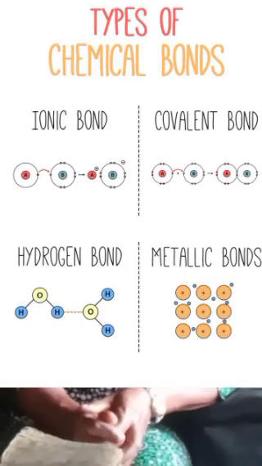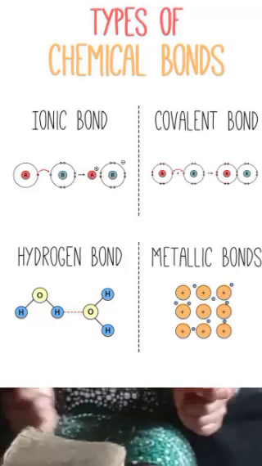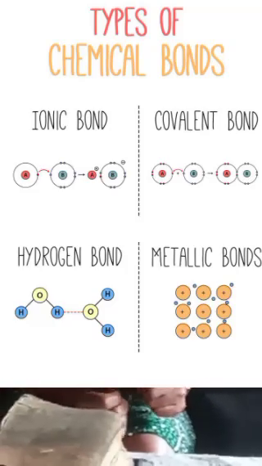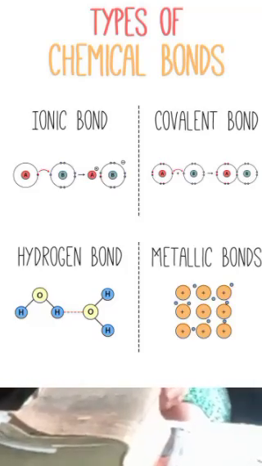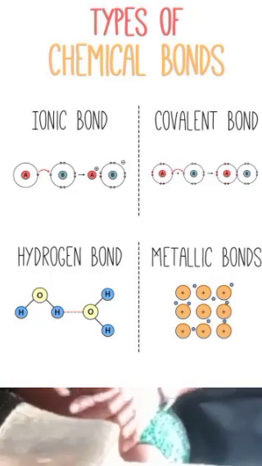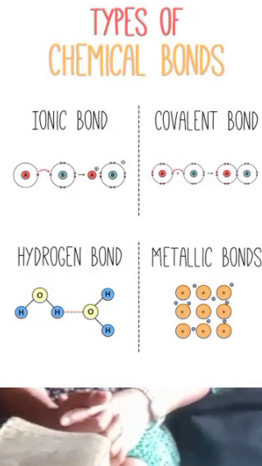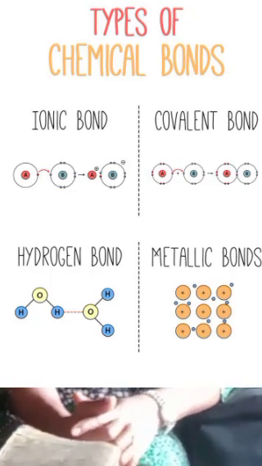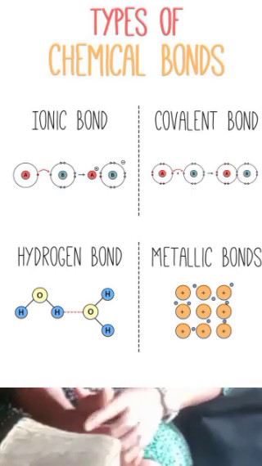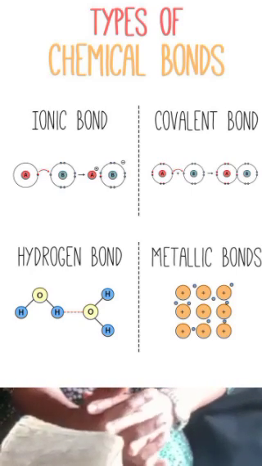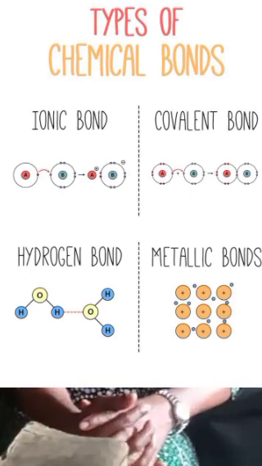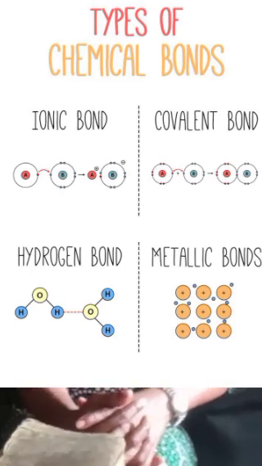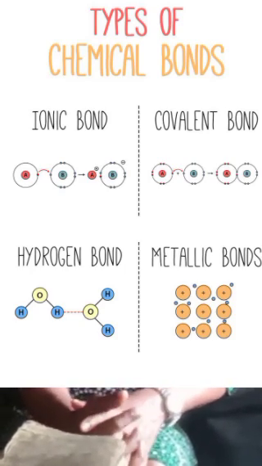So it's a force that holds the atoms together in a molecule. It is a fundamental concept in chemistry that explains how atoms interact with each other to form what we call compounds. That is what chemical bonding simply means.